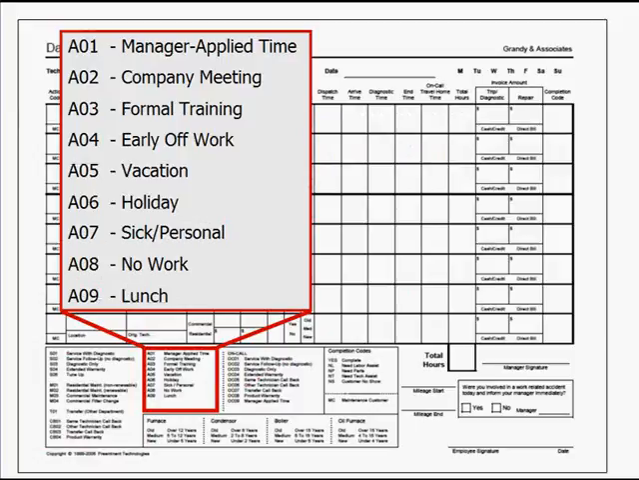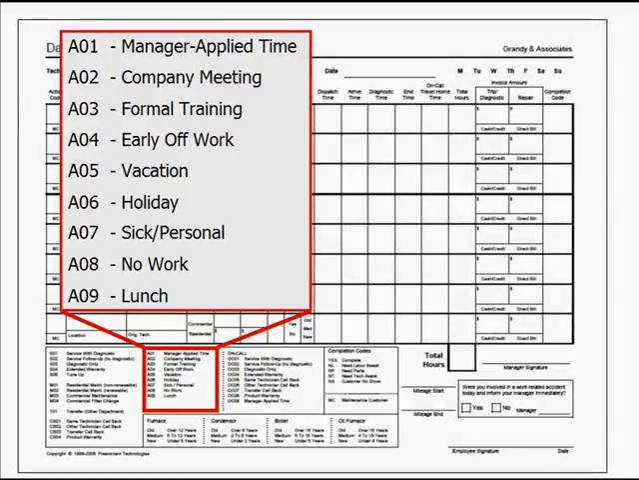Now let's talk about the A action codes. AO1 we've talked about some already in the earlier tutorials. AO1 is manager applied time. That's any time the technician is allowed to do anything except work in the service department by his service manager.